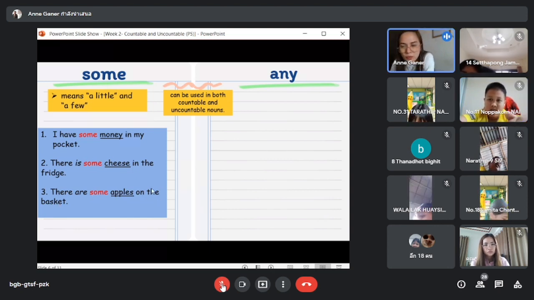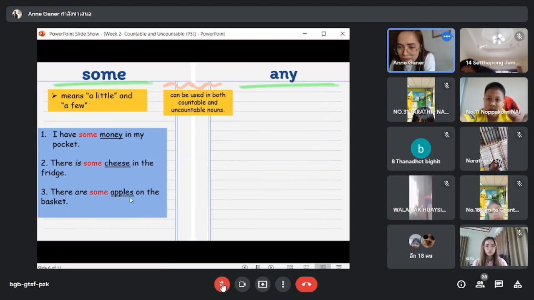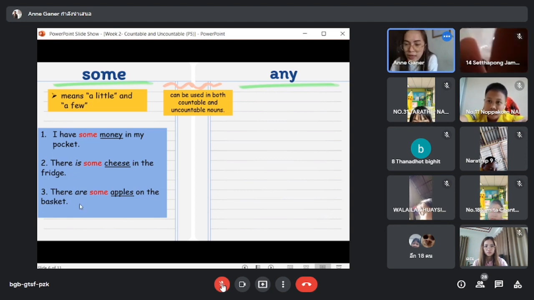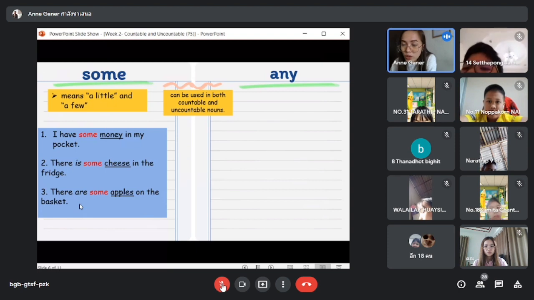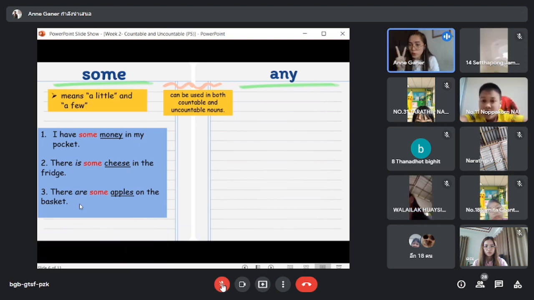Okay, what is the noun? Apples. Now, when used there are, there is and there are, it means plural, singular and then plural. A while ago, uncountable. We can use plural, singular, plural and singular. Countable or uncountable? Countable. So there you go. You use some.